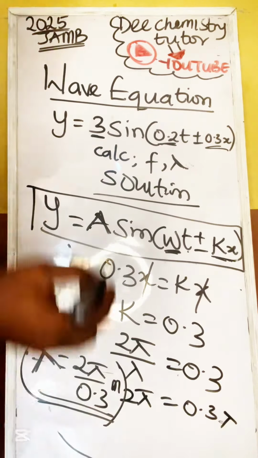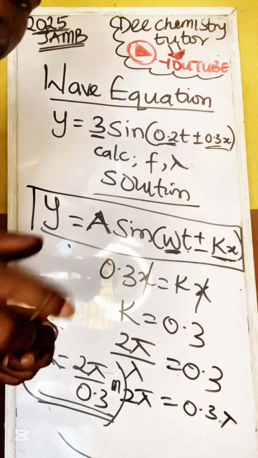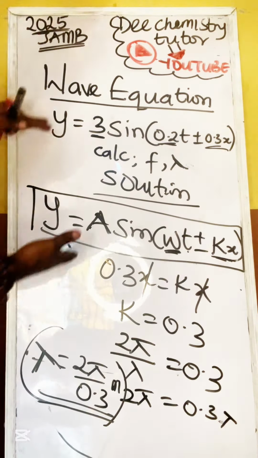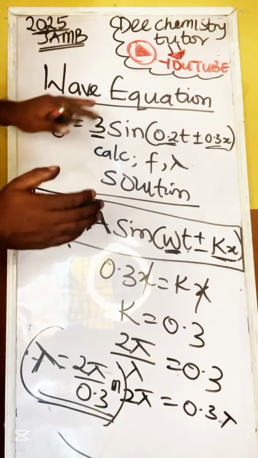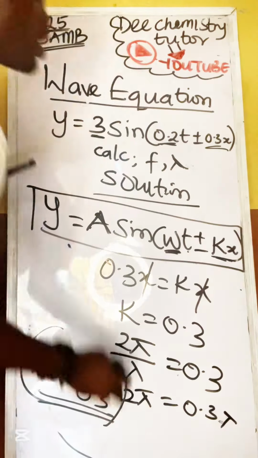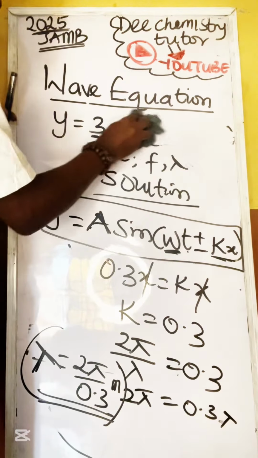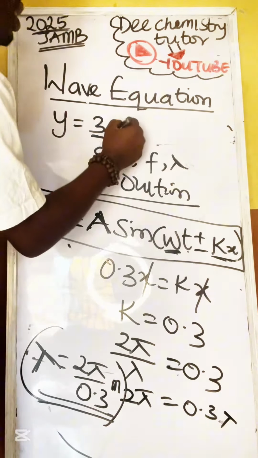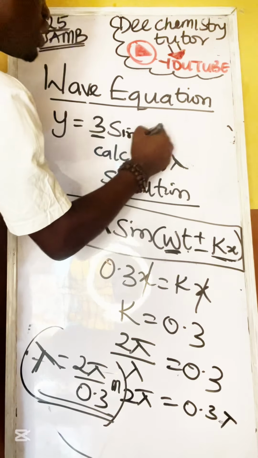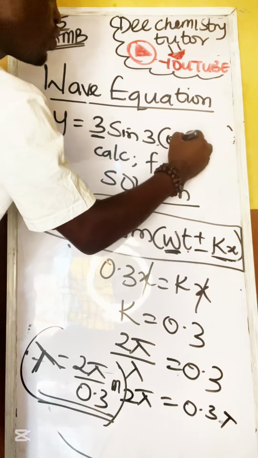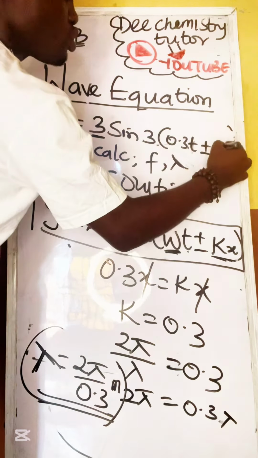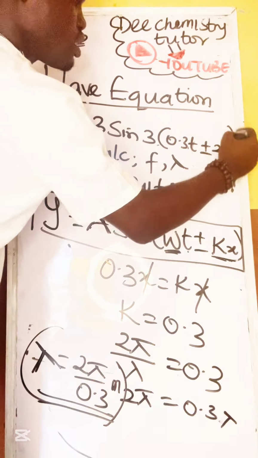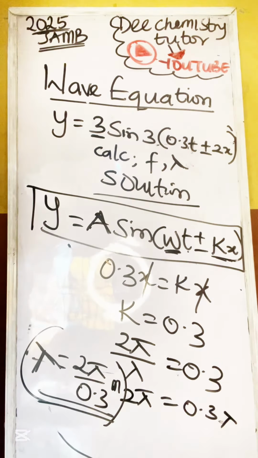Very easy concept. Now look at it. The problem that people have is that they might not give them something straight like this. They might give them, let me change this to 3 sine of 0.3t plus or minus 2x. Now look at this. You know this is a problem. This is another way that this question can come.